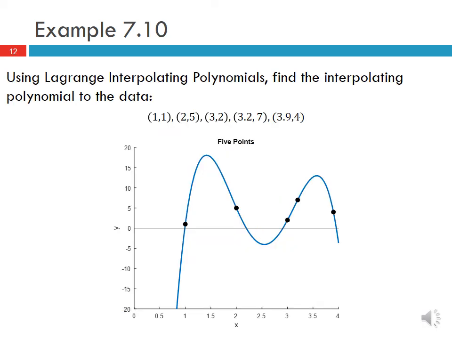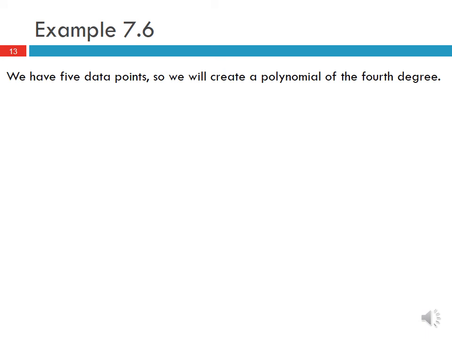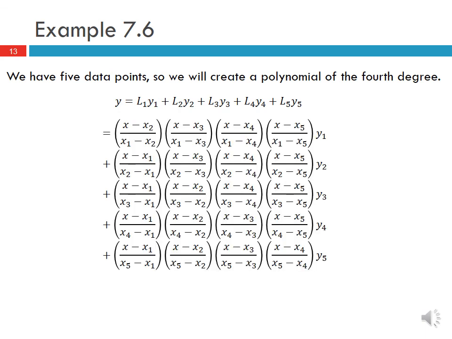And now let's look at the Lagrange interpolating polynomial for these 5 points. Again, we'll add an extra point. So we have 5 data points, so we will create a polynomial of the 4th degree, which has the form L1y1 plus L2y2 plus L3y3 plus L4y4 plus L5y5. So we can use our product operator to expand out all of our L's, and then we can plug in our data points x1 through x5 and y1 through y5, and we get the polynomial shown here.